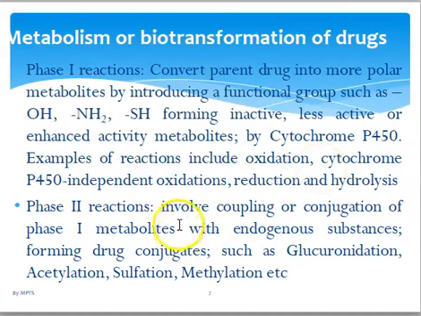reactions. Now, phase 2 reactions involve coupling or conjugation of phase 1 metabolites with endogenous substances, forming drug conjugates such as we can have glucuronidation, acetylation, sulfation, methylation, and many, many others. Remember, this is also a topic of its own, metabolism of drugs, but this is just a short presentation.